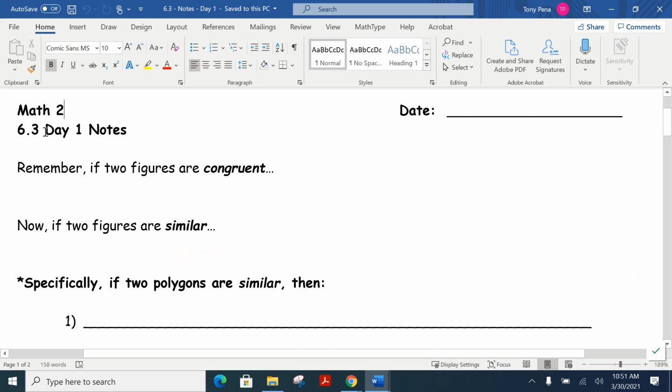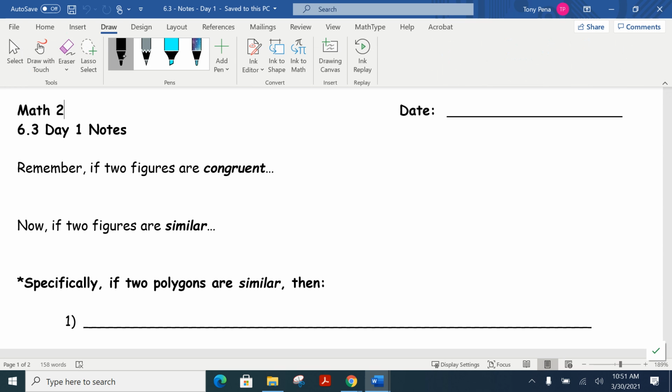All right, so for day 2, it says 6.3, it's actually day 1, but our second day of this module. It says, remember if two figures are congruent. We dealt with congruency a lot right before break in that geometry module, module 6. Obviously, you can see here we're still continuing on with the geometry theme.